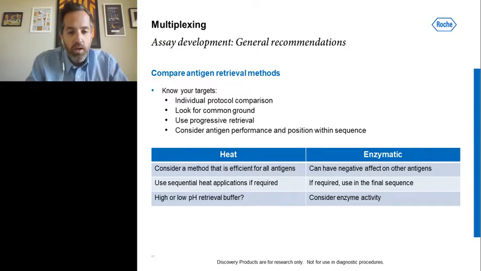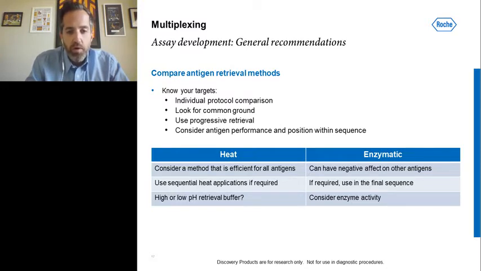The two main types of retrieval that our customers use would be either a heat retrieval or enzymatic retrieval. And as I mentioned, with heat, try and find a method that's efficient for all the antigens. We can add additional heat applications through each sequence, and we can also use different types of retrieval buffers, so in terms of a high or a low pH retrieval buffer for each of the different markers.